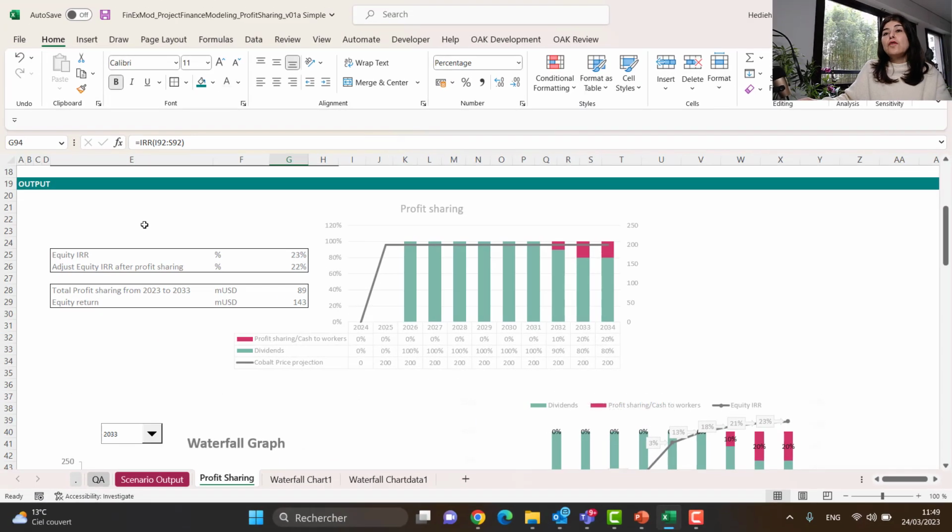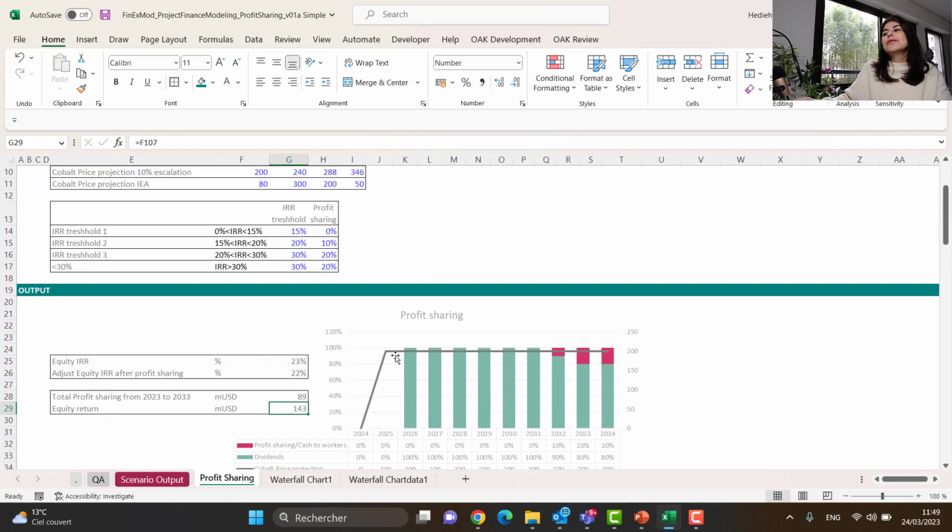Okay, and then of course in terms of reporting, you can report the equity IRR before the adjustment and the equity IRR after the profit sharing. You can also report the amount of profit sharing and the amount of dividends going to the shareholders.